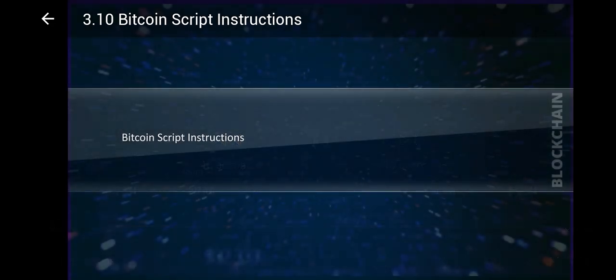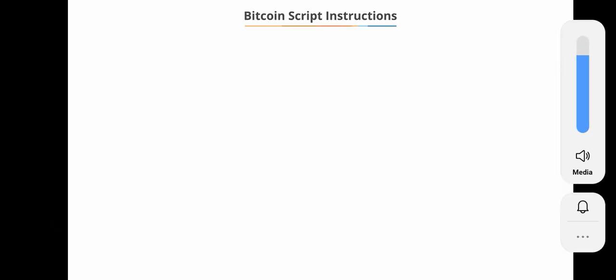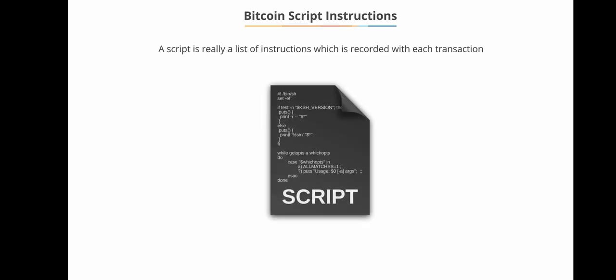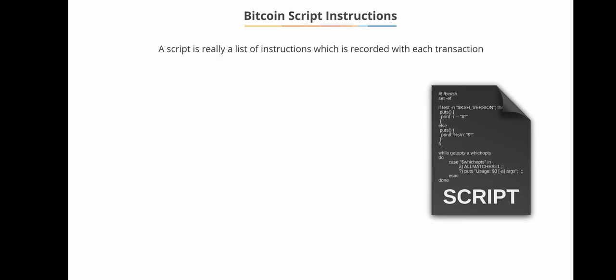Bitcoin script instructions. Let's understand the Bitcoin script instructions in a little more detail. A script is really a list of instructions which is recorded with each transaction, which describes how the next person who wants to spend the Bitcoins which are being transferred can get access to the same.